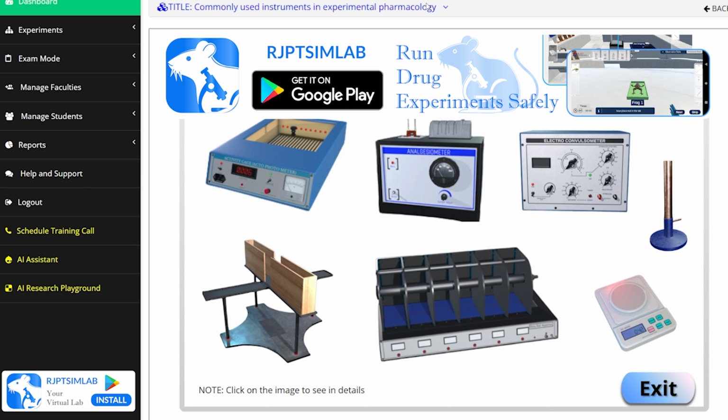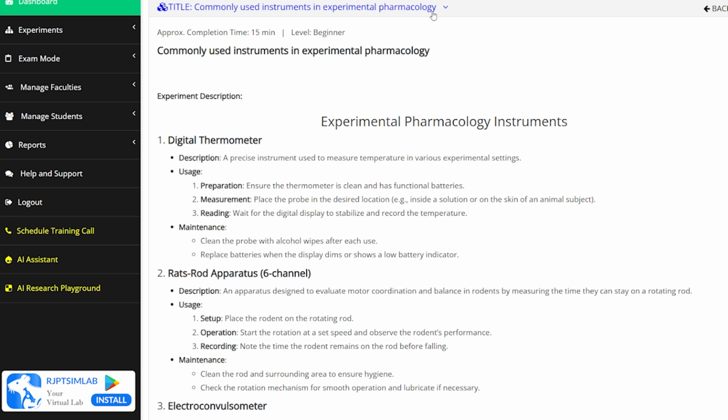Now let us see some more instruments that are used in the pharmacology labs. We can see the digital thermometer. It is a precise instrument used to measure temperature in various experimental settings. For usage, the preparation is to ensure the thermometer is clean and has functional batteries. For measurement, place the probe in the desired location inside the solution or on the skin of the animal subject whose temperature is to be measured. For reading, wait for the digital display to stabilize and record the temperature. For maintenance, we have to clean the probe with alcohol wipes after each use and replace the batteries when the display dims or shows a low battery indicator.